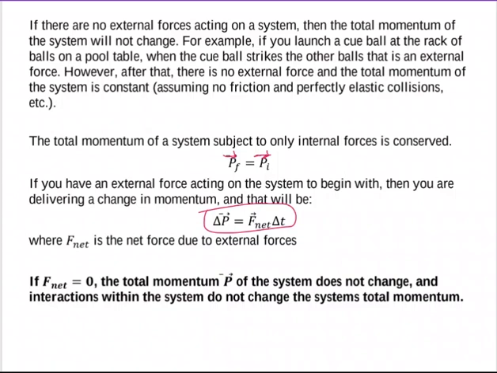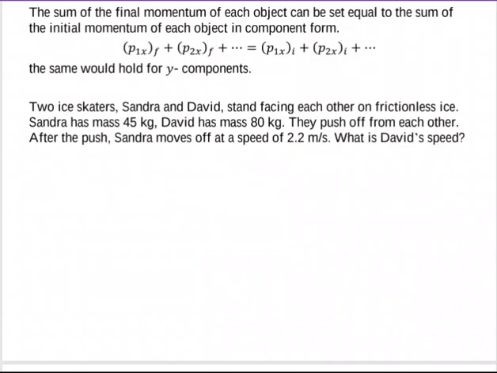The total momentum, capital P, of the system does not change, and the interactions within the system do not change the system total momentum. So we can have collisions going on, and the total momentum is the same. Okay? That's critical. So the sum of the final momentum in each object can be set equal to the sum of the initial momentum of each object in component form.